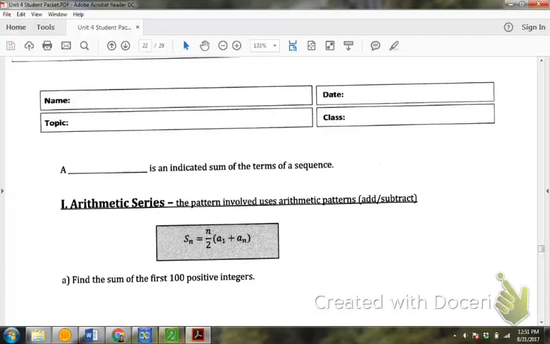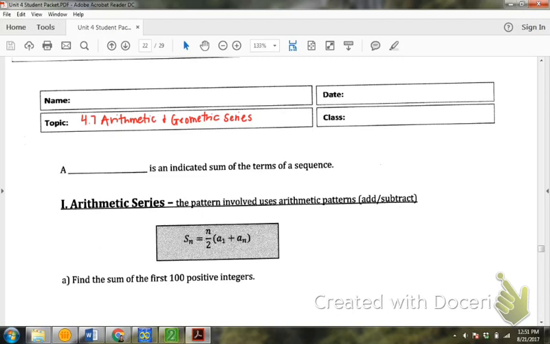Okay, so this is going to be lesson 4.7. Arithmetic and geometric series. That handwriting is horrible. Let me get my pen out. Arithmetic and geometric series.